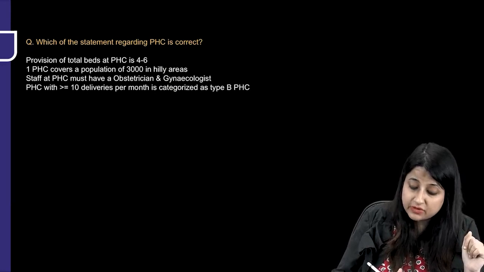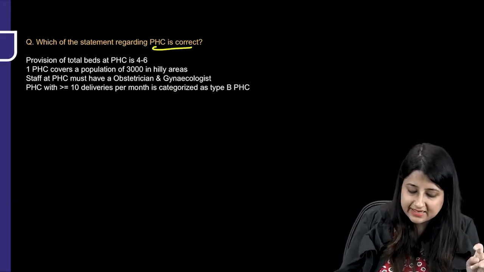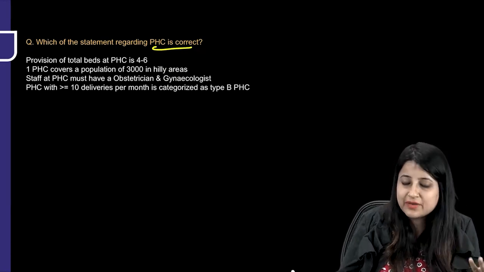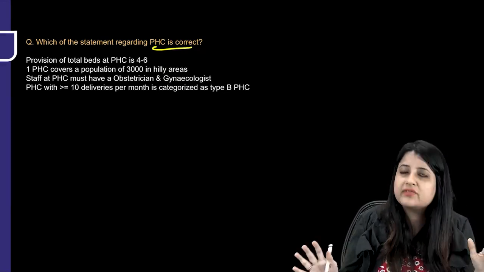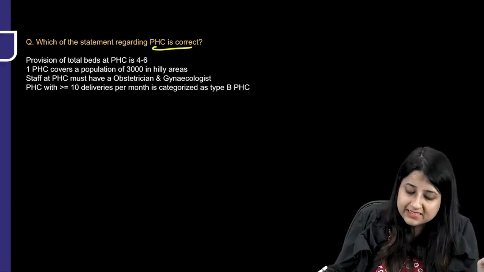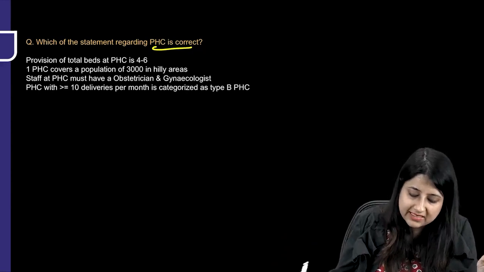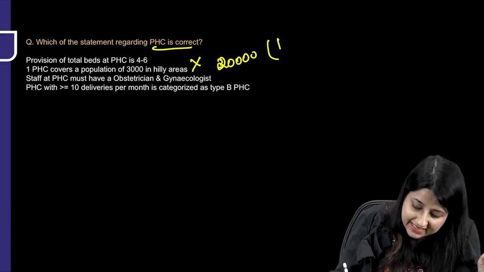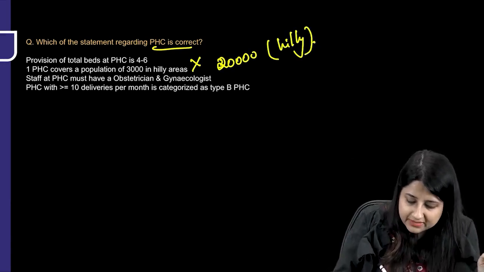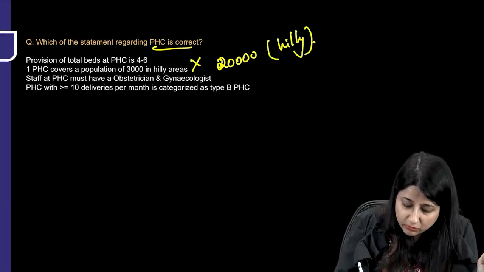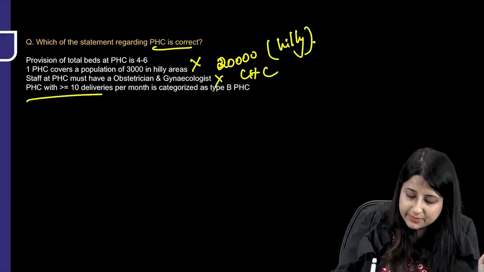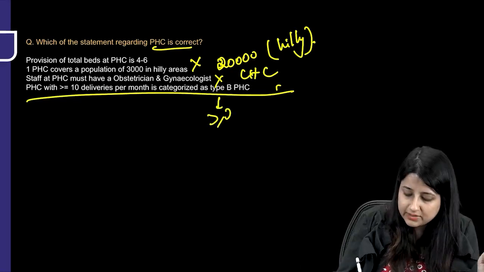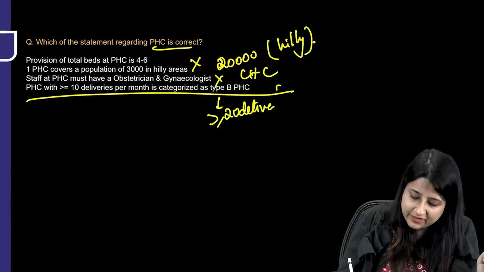Which statement regarding primary health center is correct? Provision of total beds at PHC is 4 to 6. Yes, if you remember, type A 4 to 6, type B 6 to 10, but overall if they ask you, 4 to 6. One PHC covers a population of 3,000 in hilly areas. No, one PHC covers a population of 20,000 in hilly areas. Staff at PHC must have an OBG. No, not at PHC, at a CHC. PHC with more than or equal to 10 deliveries per month is type B. No, more than or equal to 20 deliveries per month.